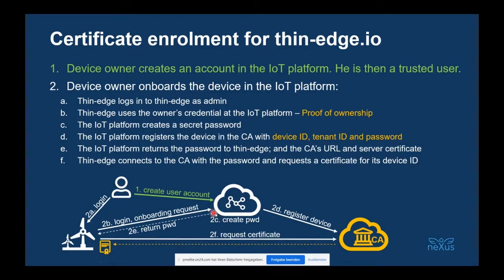And this is indeed what happens next: the password is also returned to the device. In the same onboarding process, and transparent to the user, to the device owner, the device can now request a certificate. The certificate authority can trust the device, because it has the proof. The request contains the unique ID, the password, and the tenant ID, and the CA will issue a certificate exactly with these parameters, with the user and the tenant ID, for the device with the device ID.